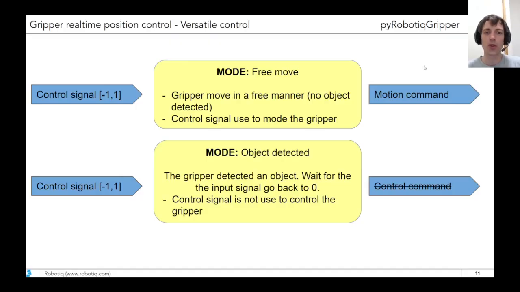So the free move mode: the state of the gripper in this mode is that the gripper is free to move. There is no object detected. The control signal is used to move the gripper. The control signal is actually a speed control signal. Then you have the object detected mode. In this mode, the status of the gripper is that it detected an object, and the control signal is not used to control the gripper in this mode. We just wait for the operator to release the joystick and bring it back to the center position.